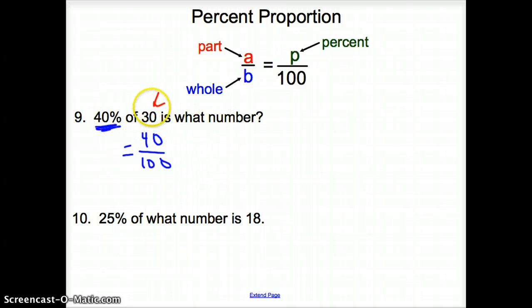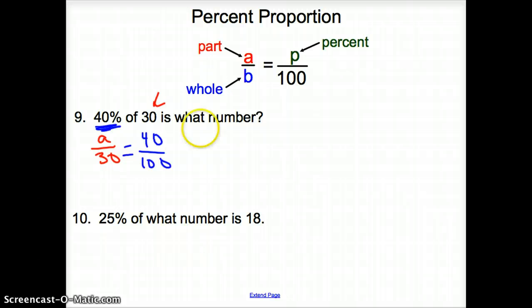So is 30 going to be the part or the whole? Since it says 40% of 30, 30 is going to be the biggest part, right? So since it's the biggest part, it has to be the whole number, so it's going to go on the bottom. I do not know what the part is, so I'm just going to leave that A.